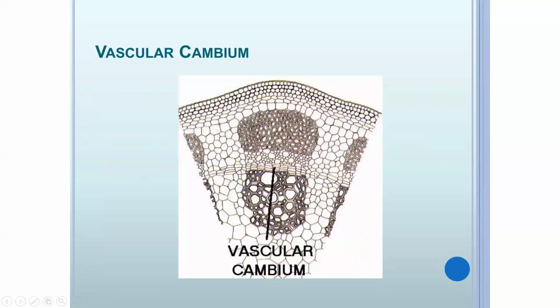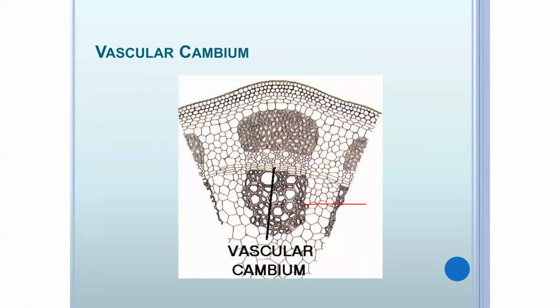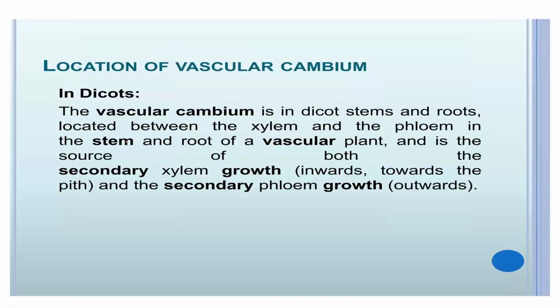So this one is the vascular cambium. Here this one is a xylem and this one is a phloem. In between these, this thin layer is the cambium. If the cambium is present between the xylem and phloem, it is called the open type of vascular bundles.